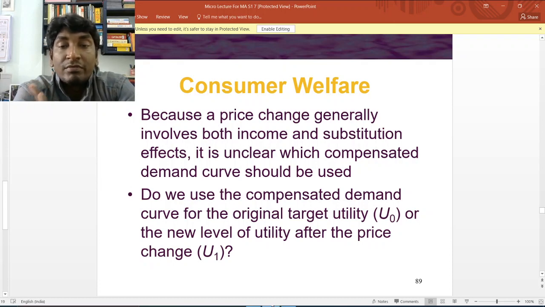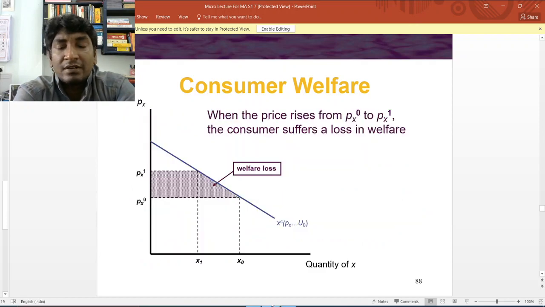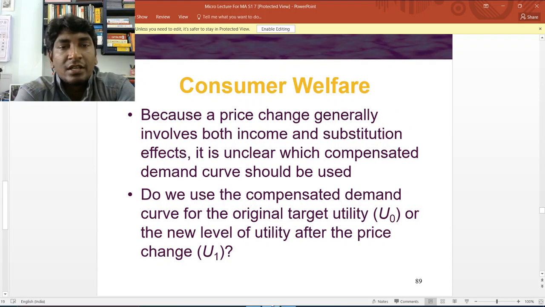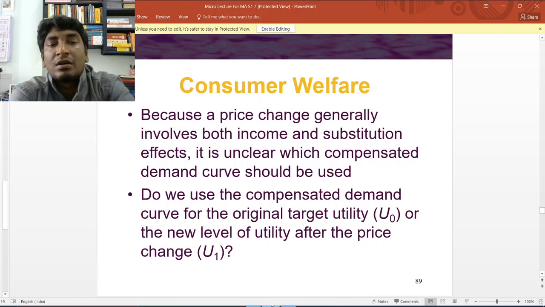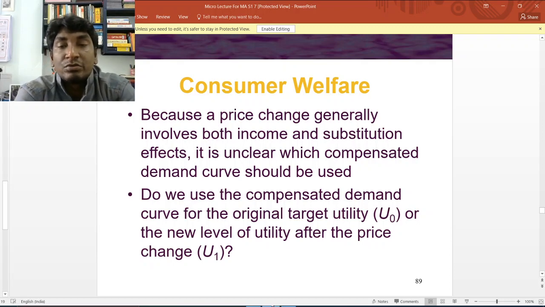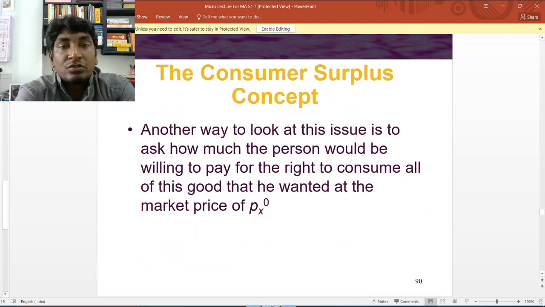Do we use the compensated demand curve for the original target utility? Now this curve in fact looks like a curve of the monopoly, but I'll come to that later, you keep it in mind. So, do we use the compensated demand curve for the original target utility U0 or the new level of utility after the price change, U1?